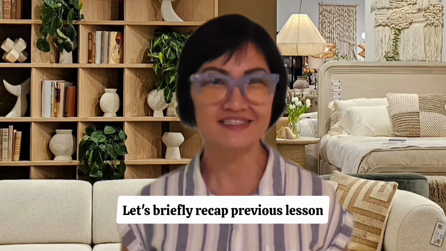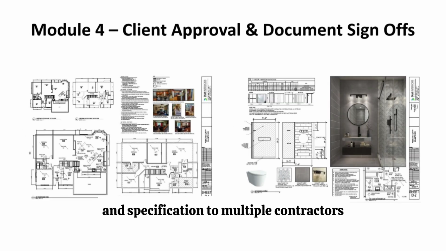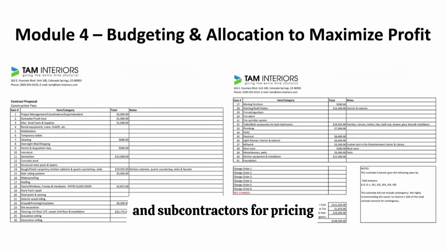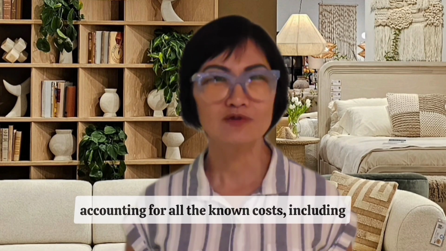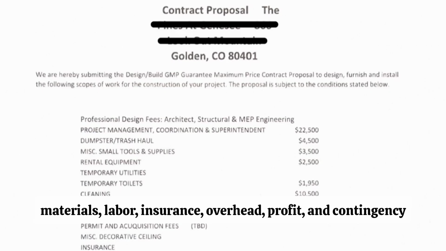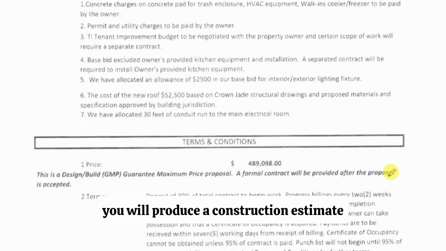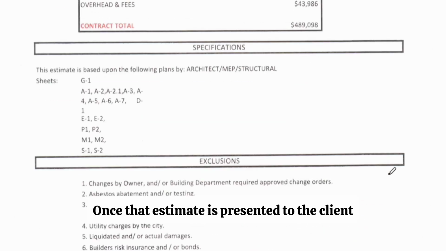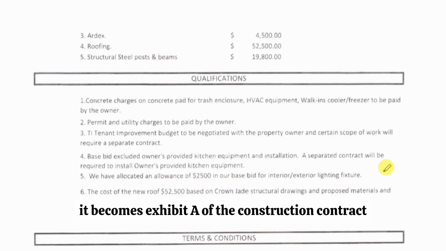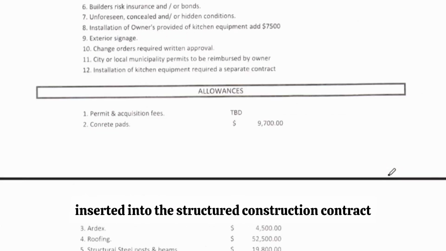Let's briefly recap the previous lesson. Once the design or renovation scope is complete, you issue construction drawings and specifications to multiple contractors and subcontractors for pricing, typically three different companies. From there, you follow a structured process. You review the documents, analyzing the estimates and specifications, accounting for all the known costs, including materials, labor, insurance, overhead, profit, and contingency. By the end of this process, you will produce a construction estimate that reflects the true cost of executing the project. Once that estimate is presented to the client and approved and signed, it becomes Exhibit A of the construction contract. At this stage, the approved estimate is formally inserted into the structured construction contract.